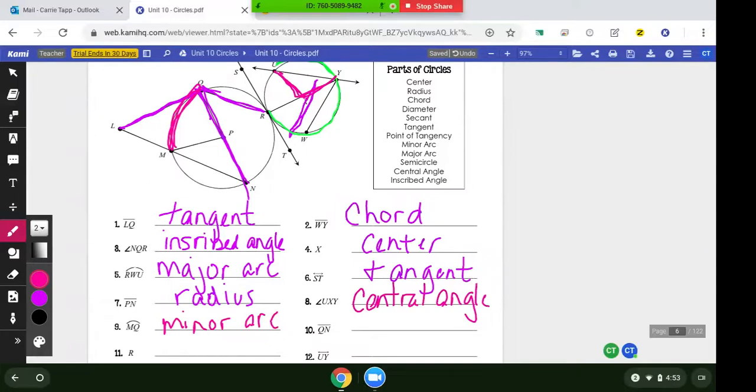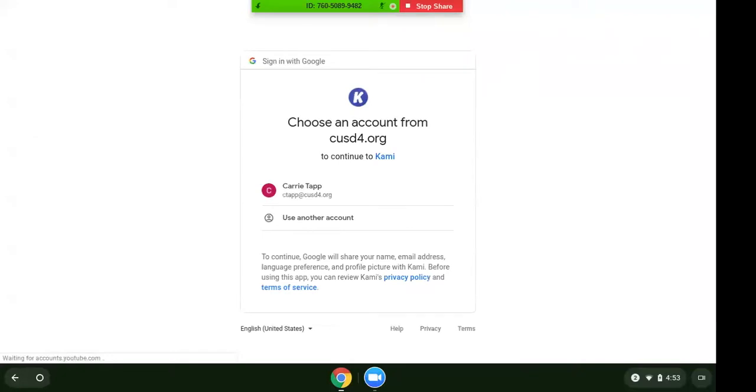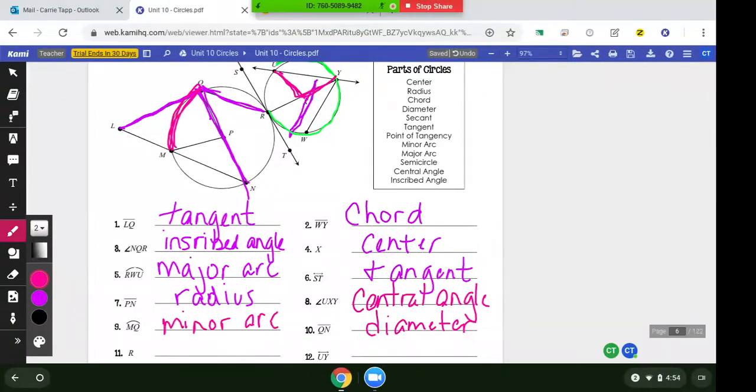Point R. Trying to get that to stop popping up. Sorry about this. There we go. Okay, point R is going to be the point of tangent C. It is where the tangent line RT touches the circle. So it's the point of tangent C. Line UY is going to be a secant line. It's a secant.